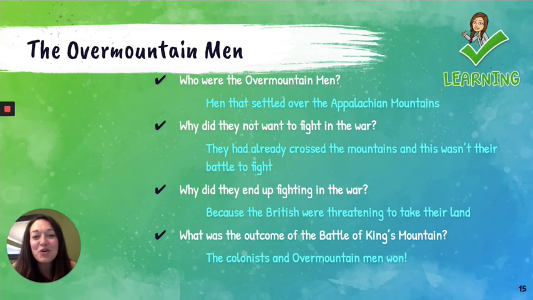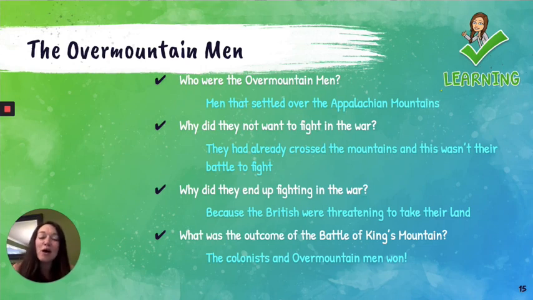Okay, so welcome back. The Overmountain Men were the men that settled over the Appalachian Mountains. Why did they not want to fight in the war? Because it wasn't their battle. They didn't want to fight. They'd already made their journey across the mountains, and at the end of the day, this wasn't their war they were fighting in. However, they did end up fighting because the British threatened them. And once they felt that they were threatened, they had to go on and fight.